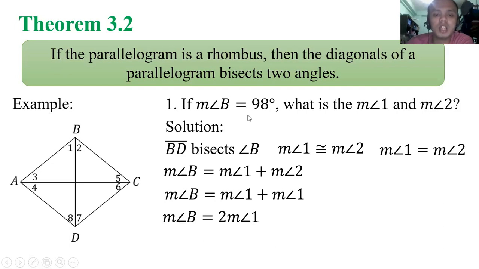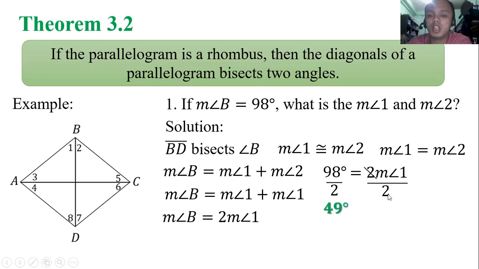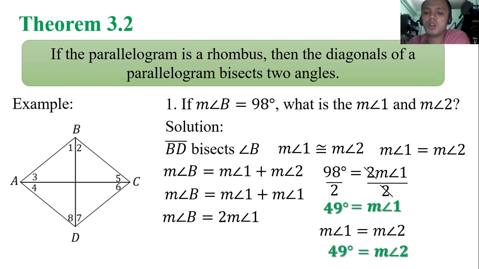Now substitute: if the measure of angle B is 98 degrees, then to find the measure of angle 1, divide both sides by 2. So here, 98 divided by 2, we have 49. Cancel this out. Then the measure of angle 1 is 49 degrees. Now, what is the measure of angle 2? Since they are equal, the measure of angle 2 is equal to 49 degrees also. If you add these two, that is equal to 98.